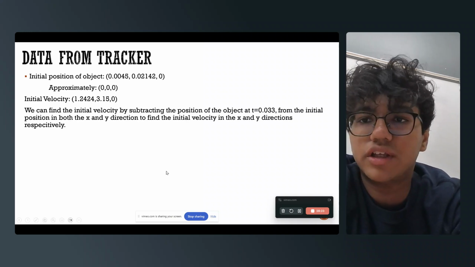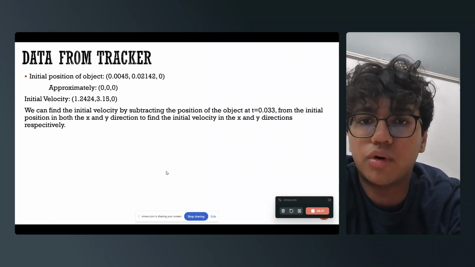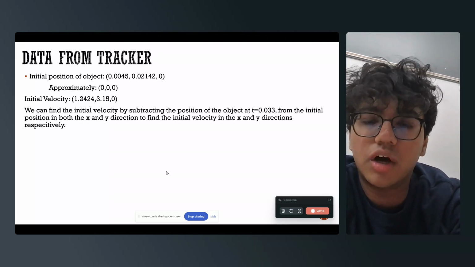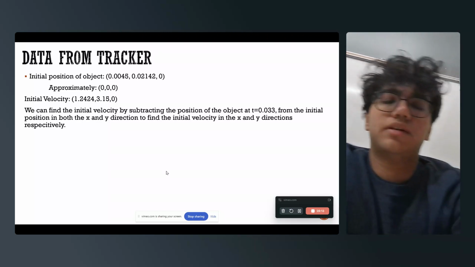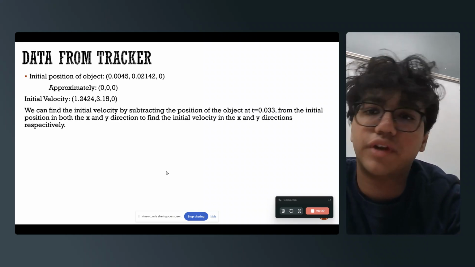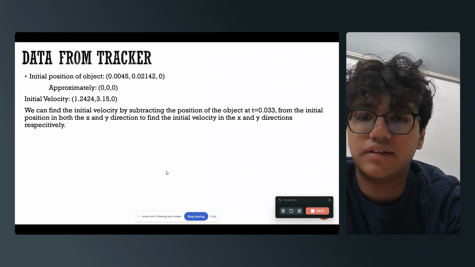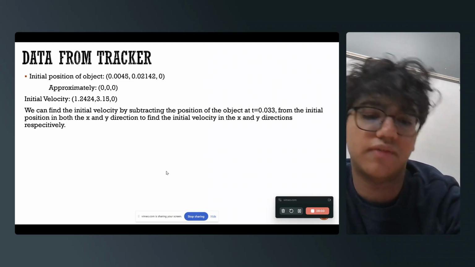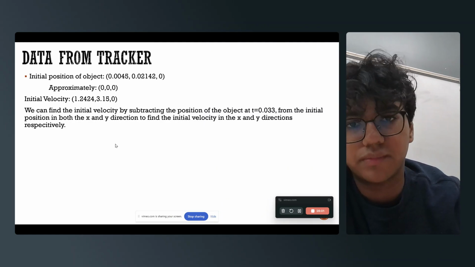The data from Tracker: the initial position of the object was at 0.0045, 0.02142, 0, which is approximately 0. Next is the initial velocity. We found this initial velocity by subtracting the position of the object at the first frame, t equals 0.033, from the initial position in both the x and y directions to find the initial velocity in the x and y directions respectively. We did it first in the x and then the y to find them both.